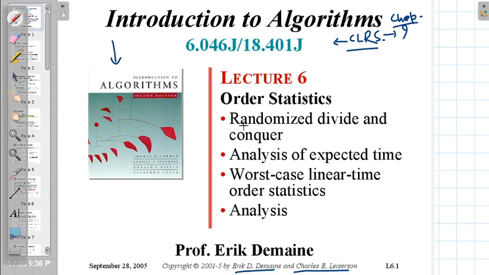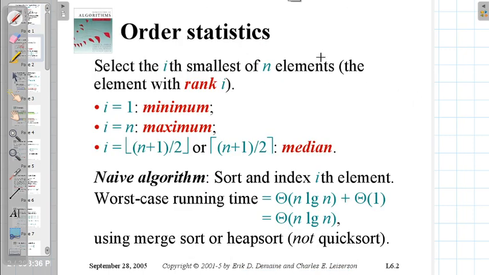Now, what this order statistics is: we have to find the kth smallest element, or the ith smallest element. So I have to find the ith smallest element of n elements, and the list is unordered. If the list is ordered, then the problem is very trivial, very easy. If the list is unordered, say we have 13, 5, 9, then I have to find the ith smallest element.